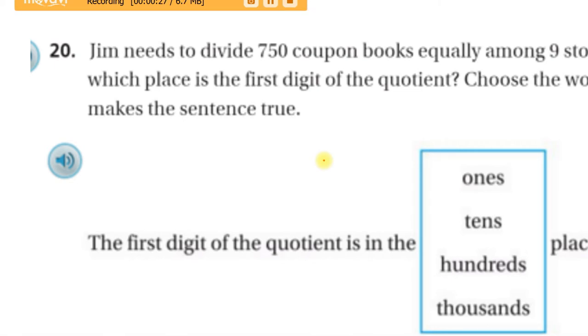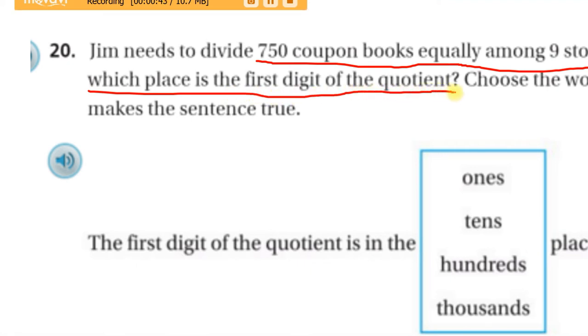All right, we're on page 198, like I said, and let's get started on number 20. Jim needs to divide 750 coupon books equally among 9 stores. In which place is the first digit of the quotient? So again, this is like that problem we had before where we're just answering ones, tens, hundreds, thousands place. Well, we do need to set the problem up to figure that out. So I'm going to do 750 divided by 9.